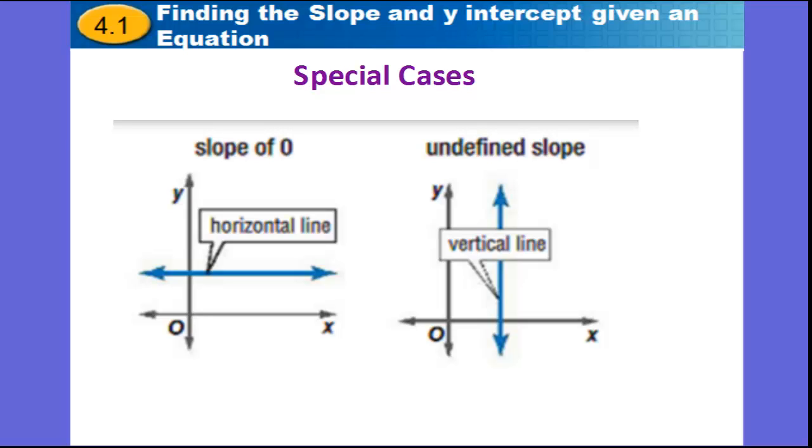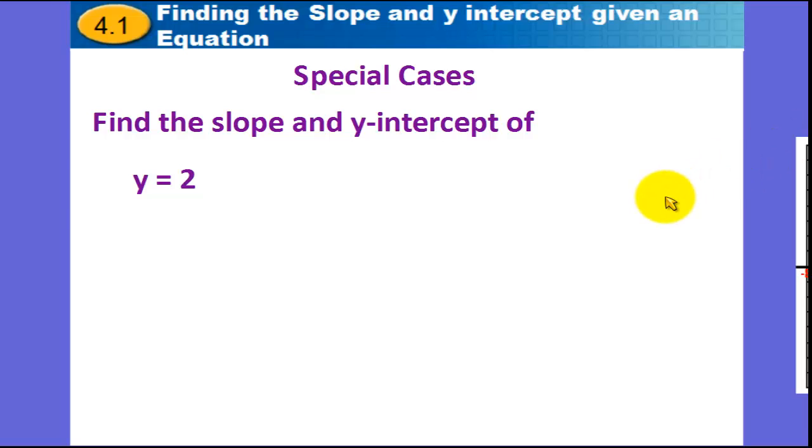Alright, let's try to discuss how to find the slope and y-intercept of special cases. So we learned last time that if we have a horizontal line, the slope should be equal to 0. And if we have a vertical line, the slope should be undefined. So let's try to find the slope and y-intercept of y equals 2. So what do we mean by y equals 2?